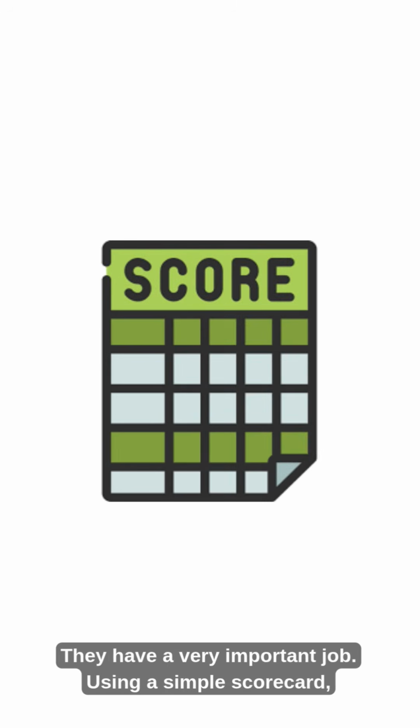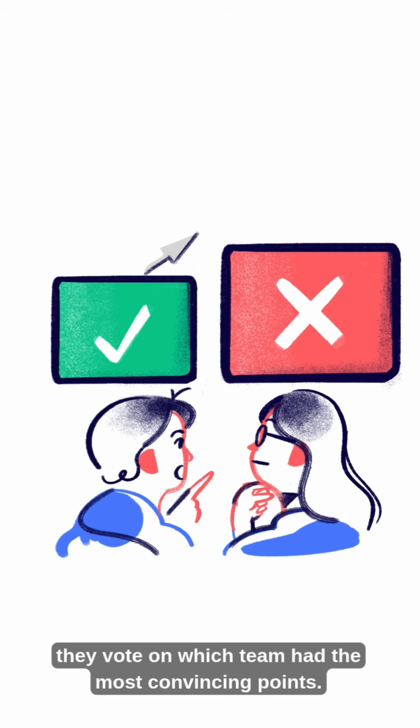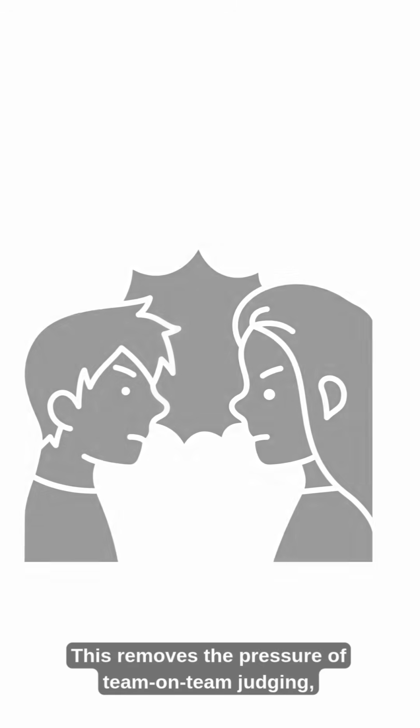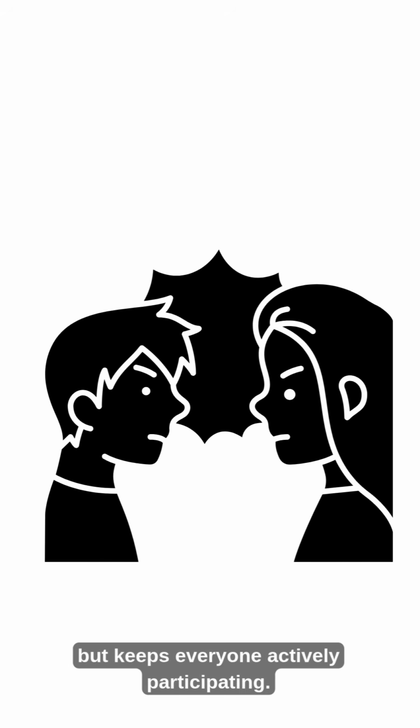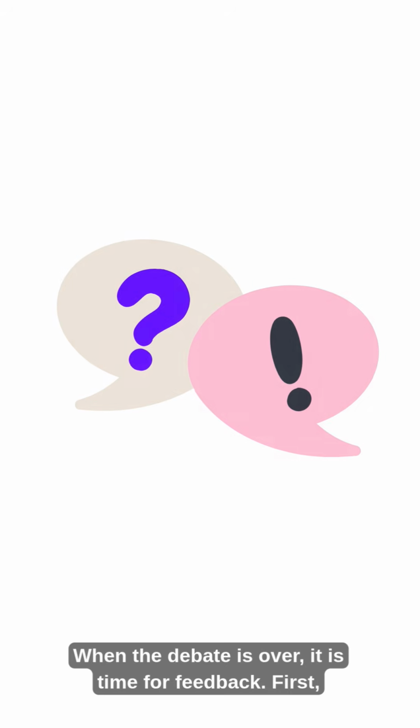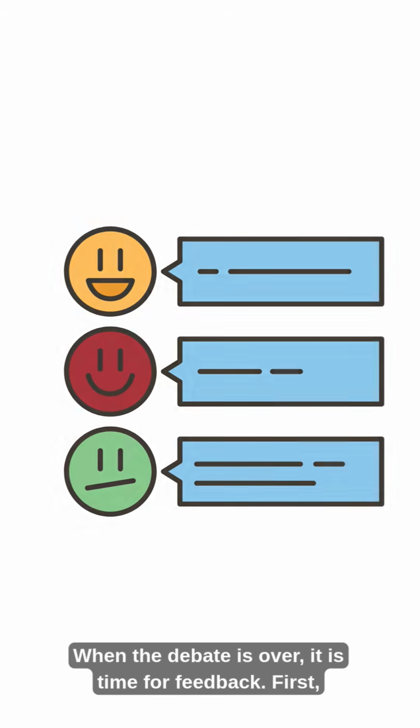Using a simple scorecard, they vote on which team had the most convincing points. They also write down new vocabulary they hear their classmates use. This removes the pressure of team-on-team judging, but keeps everyone actively participating. When the debate is over, it is time for feedback.